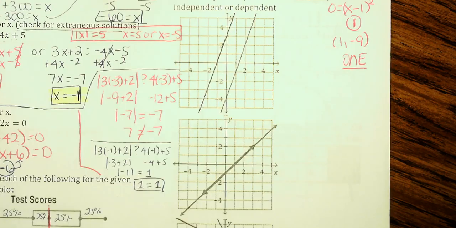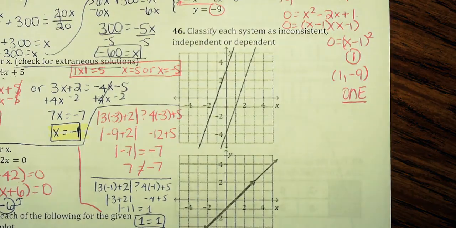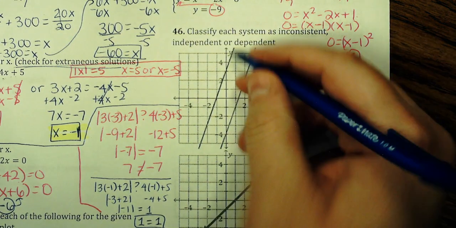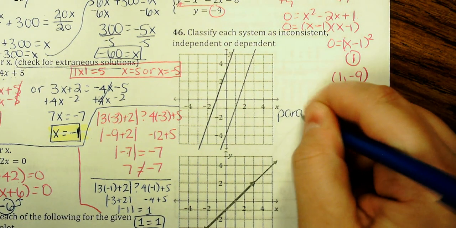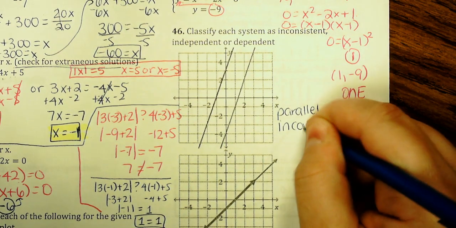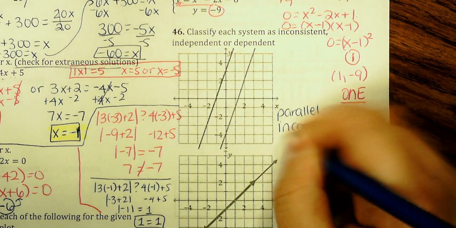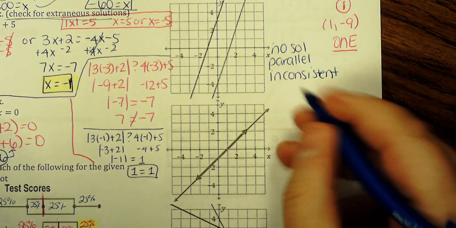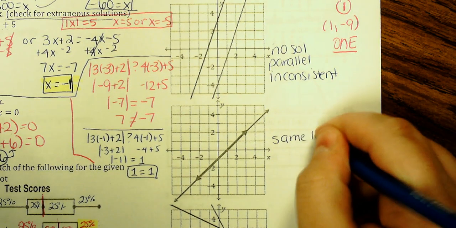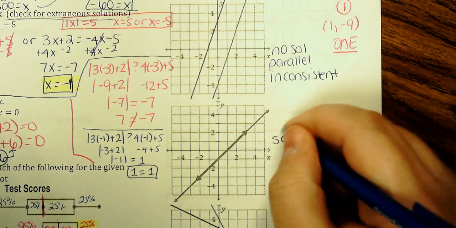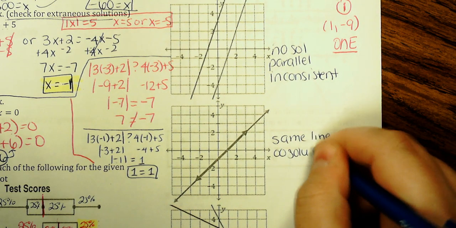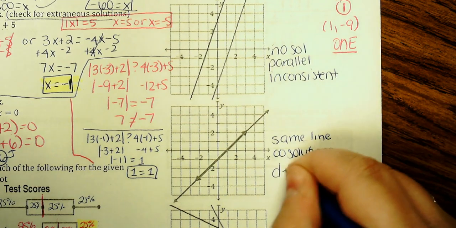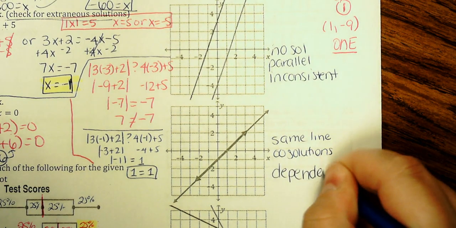Now 46. This is basically just a vocab review. If you have parallel lines, that type of system is called inconsistent. Parallel lines, no solution, inconsistent is the vocabulary term for that. These are two lines graphed right on top of each other. This is the same line, ends up being in the system. This is infinite solutions, and the vocab term here is called dependent. I always think about one line depends on the other.